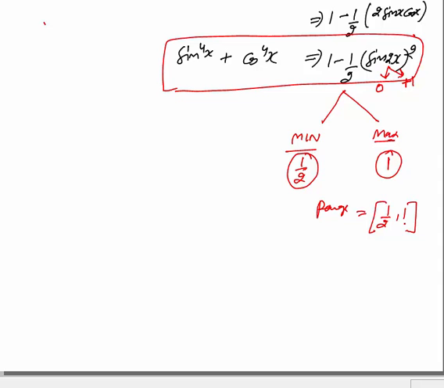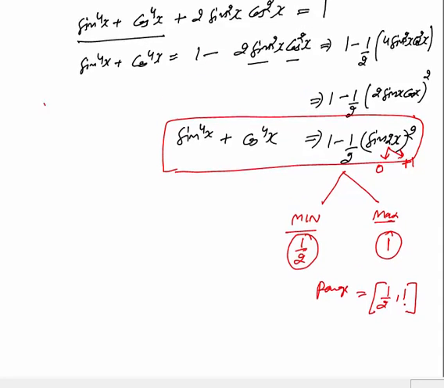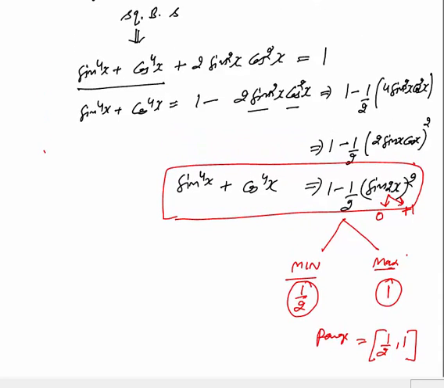I hope that you understood the concept. In order to get the overall maximum value, I will subtract the minimum, that is 0, so I will get 1. In order to get the overall minimum value, I will subtract the maximum from 1. So my range would be half to 1.